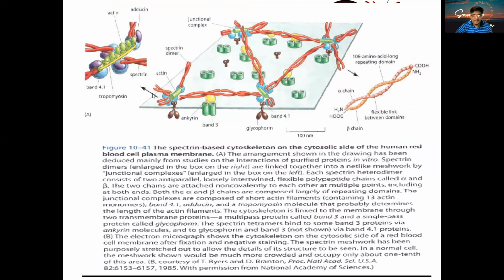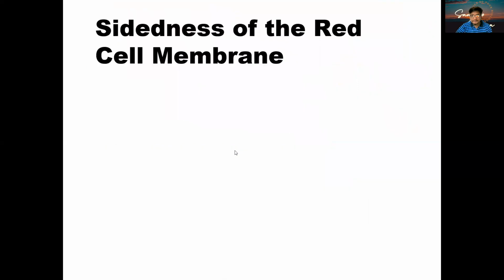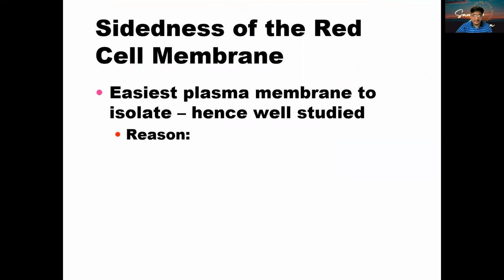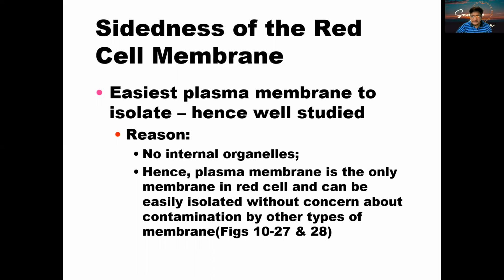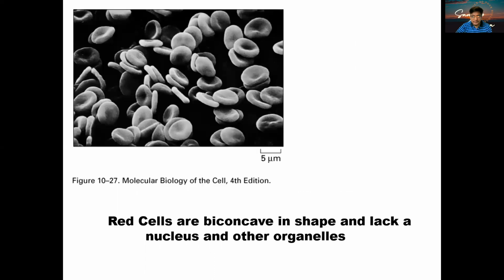Now, certain proteins are shown over here in the RBCs; you can see band 4.1, tropomyosin, spectrin. These proteins do play an important role in shaping the cell. Another important thing is how to study the sidedness, whether a particular part of the membrane is inside or outside. The easiest way to work this out is on the RBC, because it does not have any kind of cell organelle present.